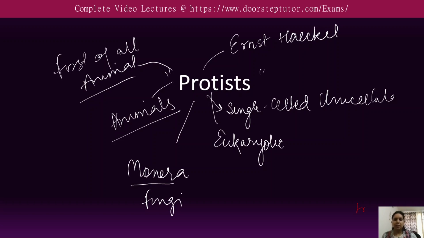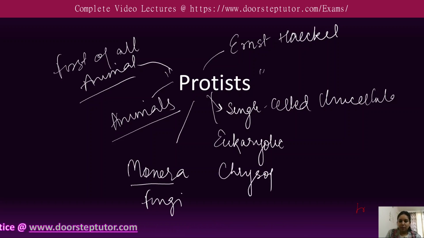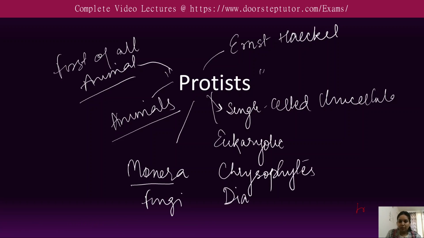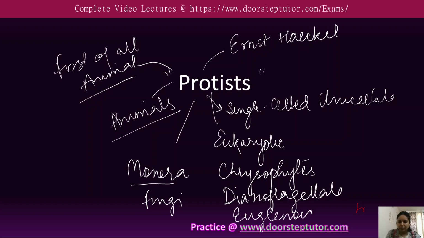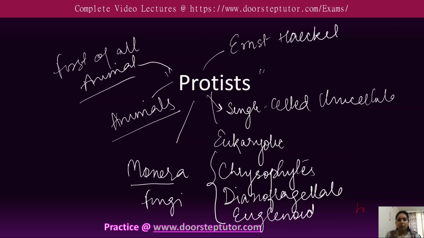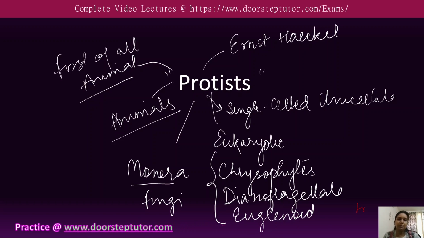There are many different classes or groups present in the Protista, and it includes chrysophytes. We'll discuss these in detail also. Let's have a look at the different groups of the Protista: dinoflagellates, euglenoids. These are the three groups of Protista which resemble plants, meaning these are the photosynthetic Protista. The second group is the slime molds.